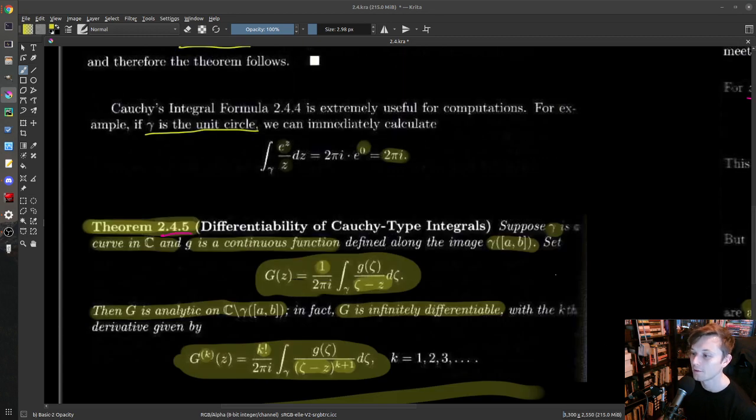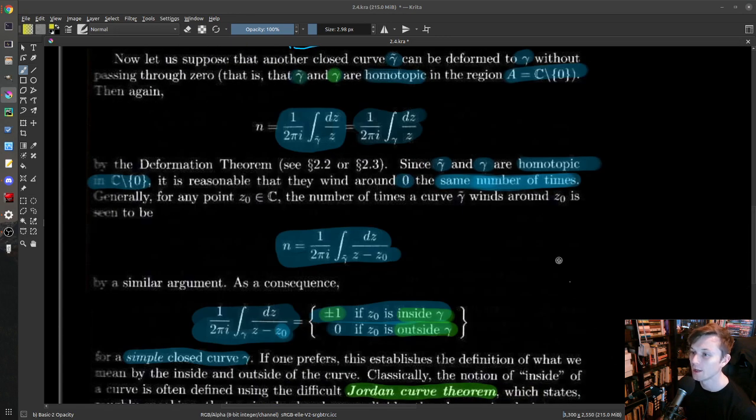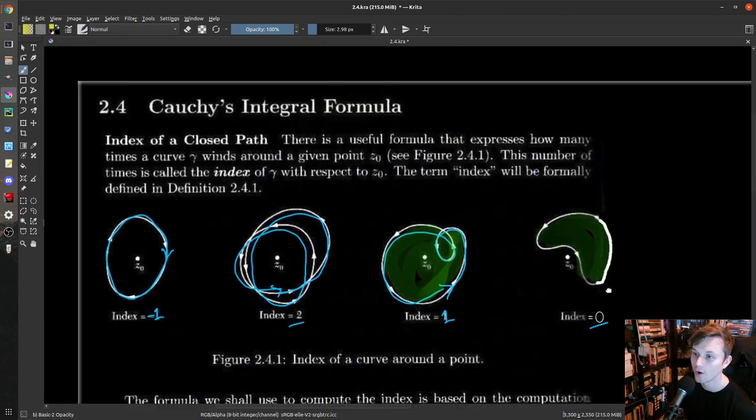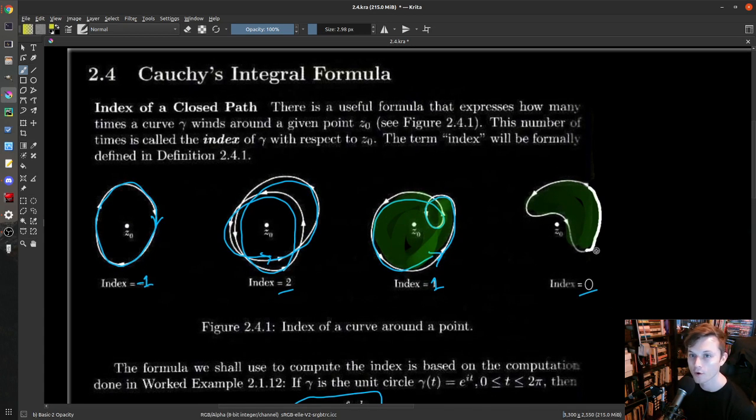So let us take a little journey back through what we've talked about in 2.4 and then close it out. So we began by talking about the index of a closed path. Intuitively, we want the index to be a way of measuring how many times a curve wraps around a point.